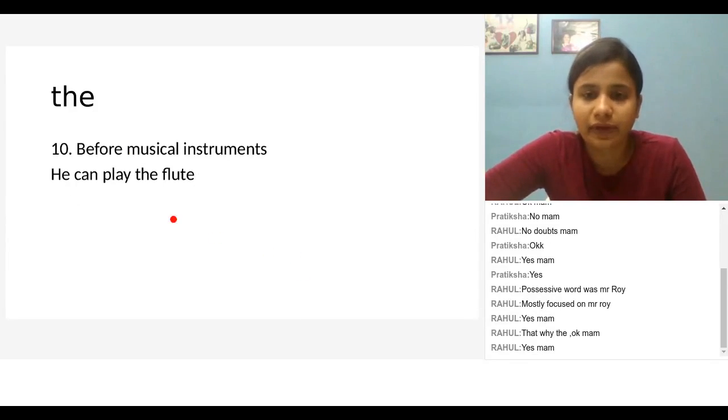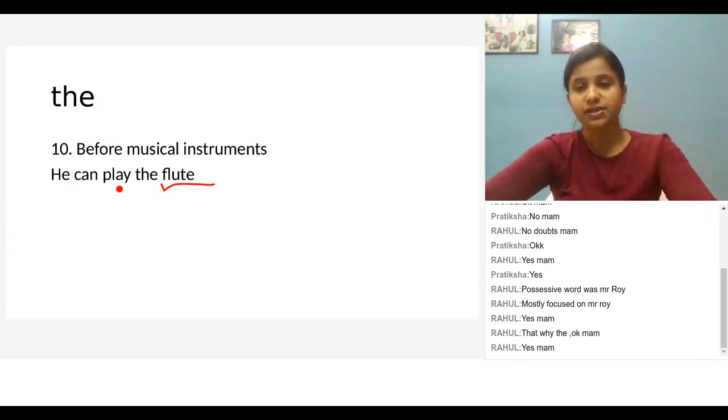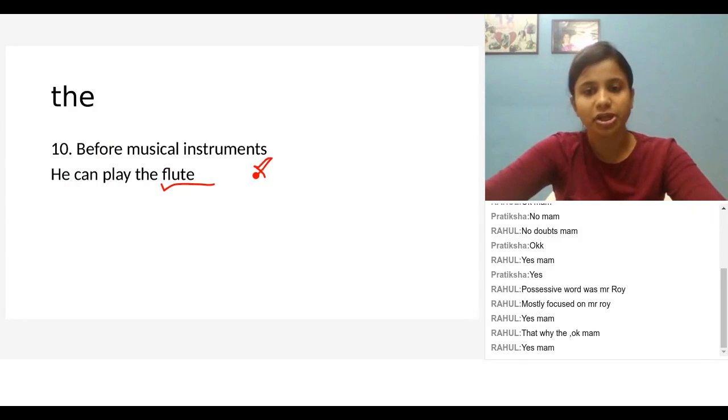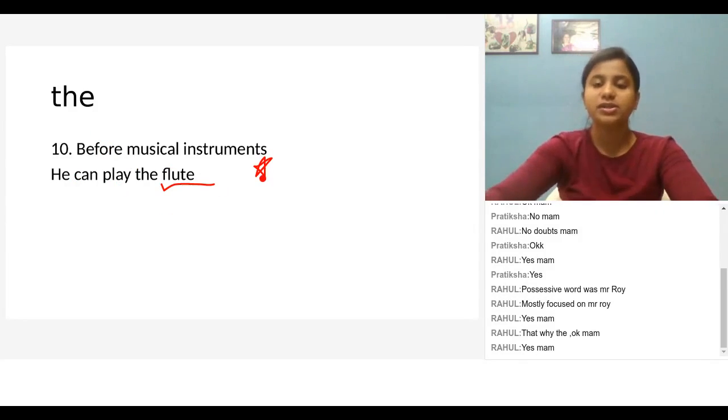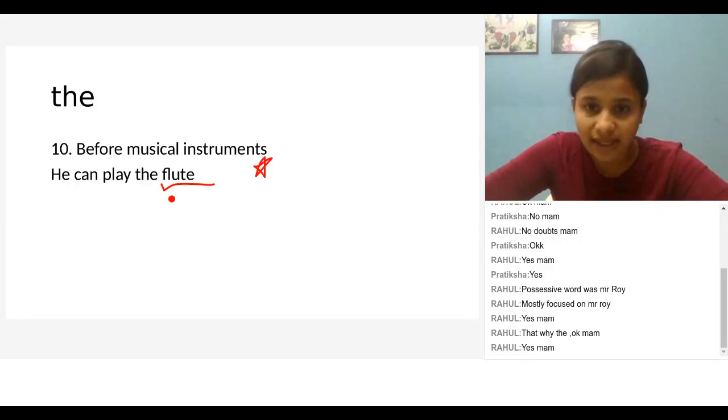Okay, now when do you use the, it is placed before musical instruments. Okay, he can play the flute. You never say so. Now these places you have to remember that you have to play so the. You cannot say he can play flute. You say he can play the flute. For musical instruments, he can play the piano. He can play the guitar. Okay.